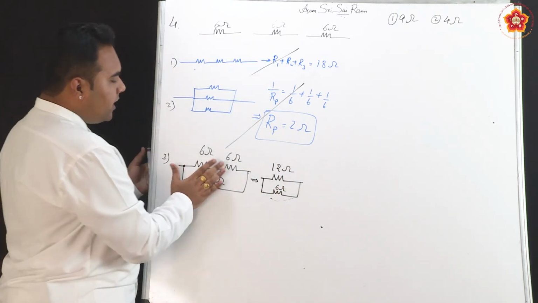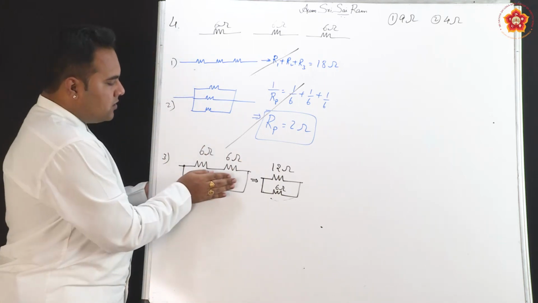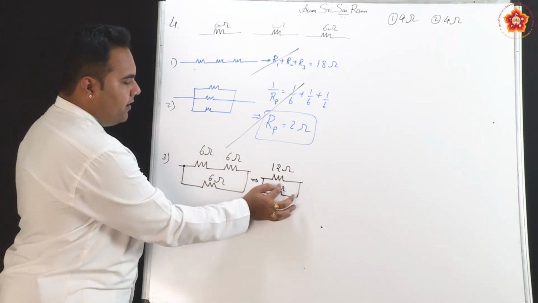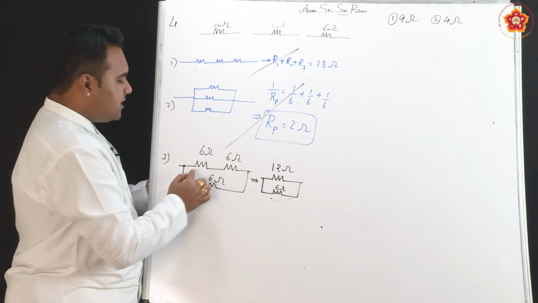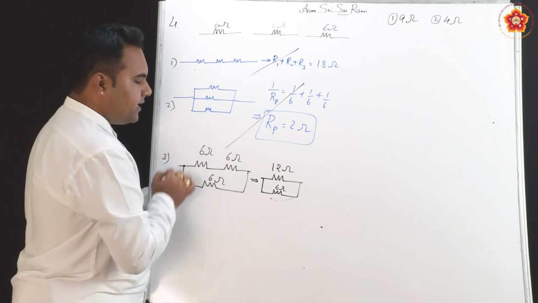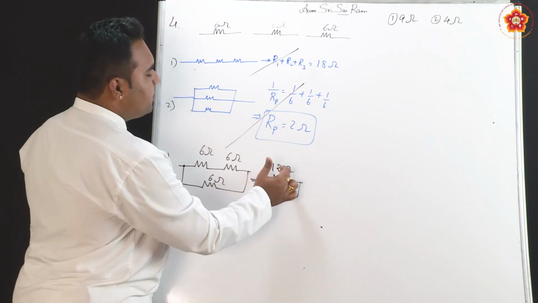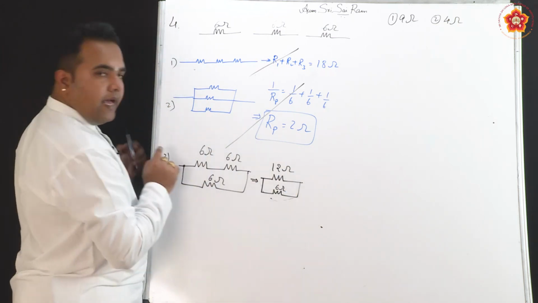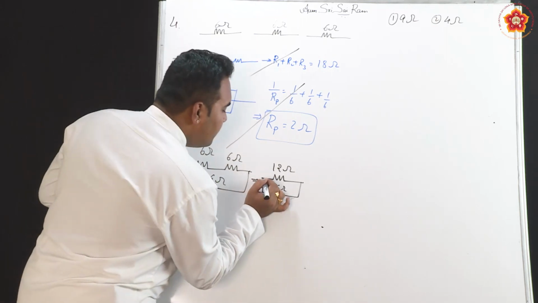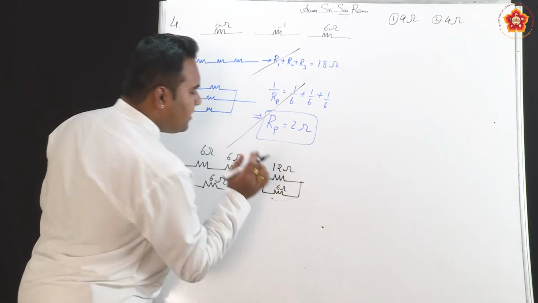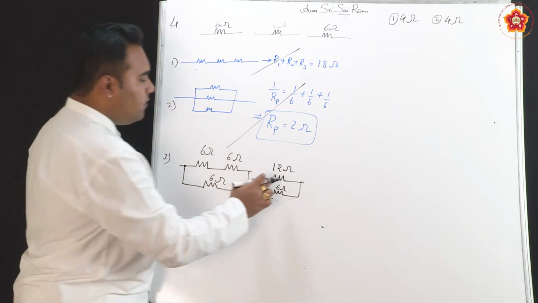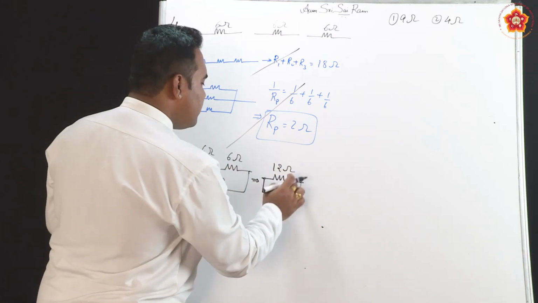So we have broken up the whole circuit into 2 parts. First we simplified these 2 resistors in series and found that combining these 2 we get a single 12 ohm resistor, which is now in parallel with a 6 ohm resistor. So now I know these 2 are the final values of the resistors.